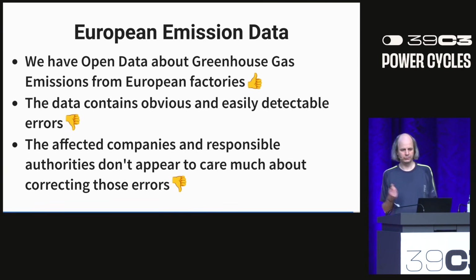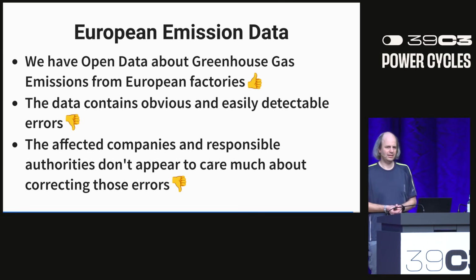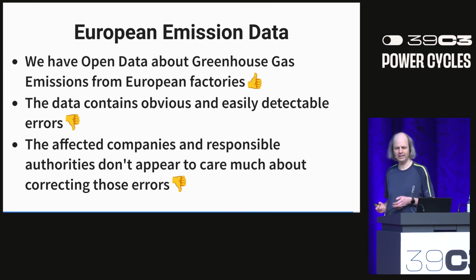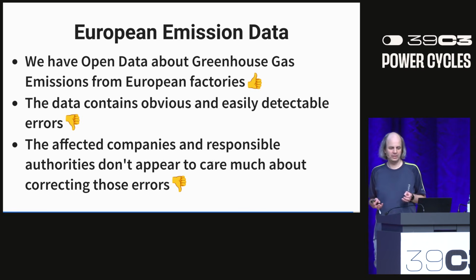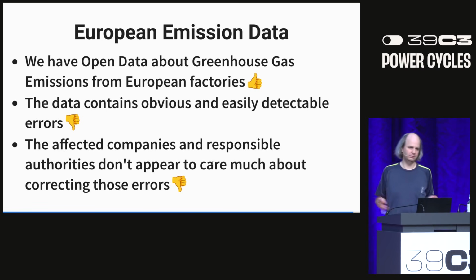Yeah, so to summarize, we have open data about greenhouse gas emissions from European factories. That's good. But that data contains obvious and also easily detectable errors. Like if you're a country like Iceland and your largest factory suddenly has emissions 1,000 times lower, you should be able to detect that. And it seems like both the companies and also the responsible authorities don't appear to care much about correcting these errors, and that is maybe disappointing.